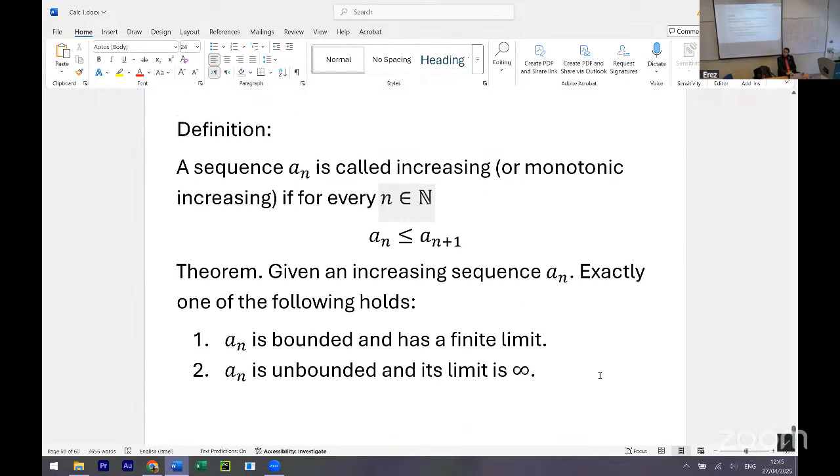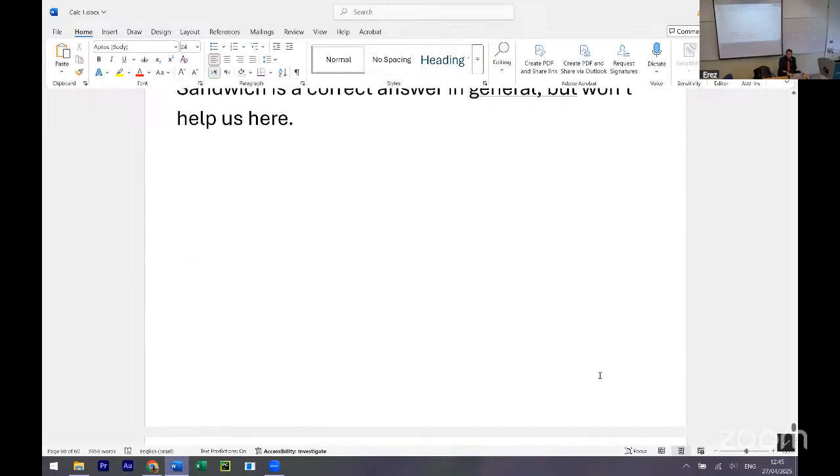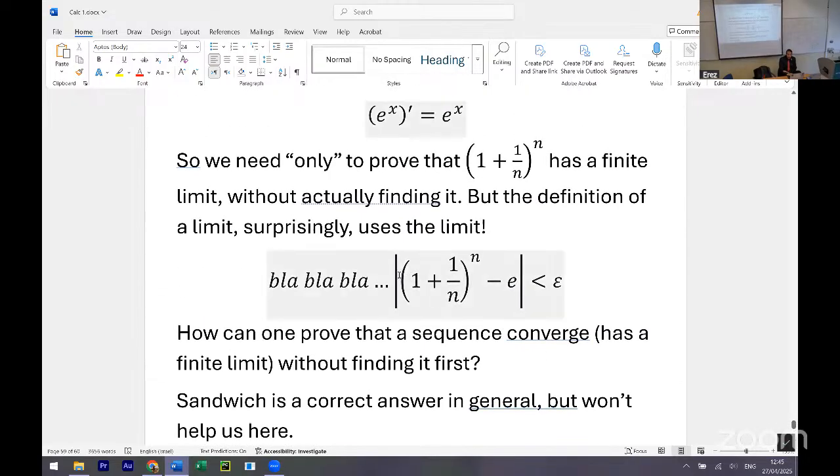So what do we need to do next? We need to prove this theorem. That's the first thing I'm going to do. And later, we need to prove that this sequence is increasing and bounded. When it's increasing and bounded, then it must have a finite limit, and then I can say the limit is defined to be the constant Euler E. Okay, the number that the sequence has. Okay, any questions so far?